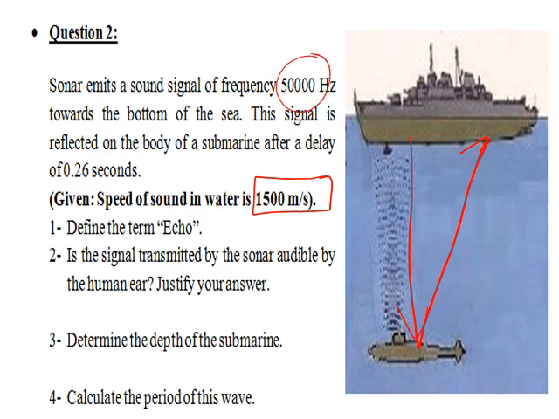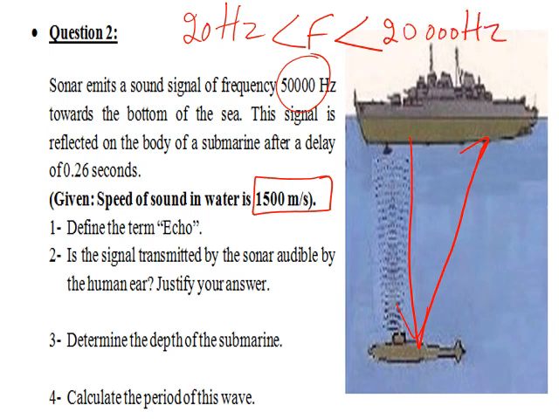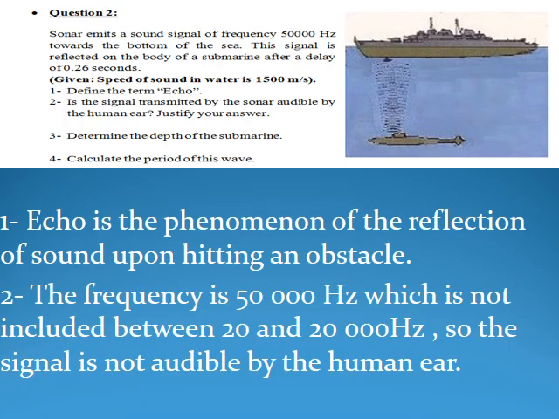In order to be audible, the frequency should be between 20 hertz and 20,000 hertz. This one is 50,000, above 20,000, so it's not audible by the human ear. So echo is the phenomenon of the reflection of the sound upon hitting an obstacle. The frequency is 50,000 as we said, which is not between 20 and 20,000 hertz, so it's not audible.